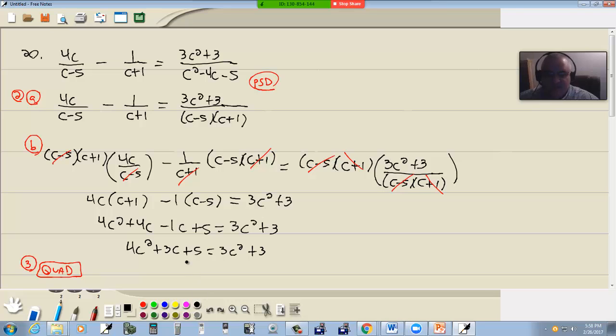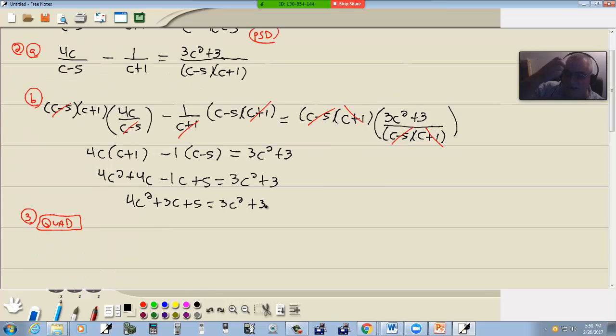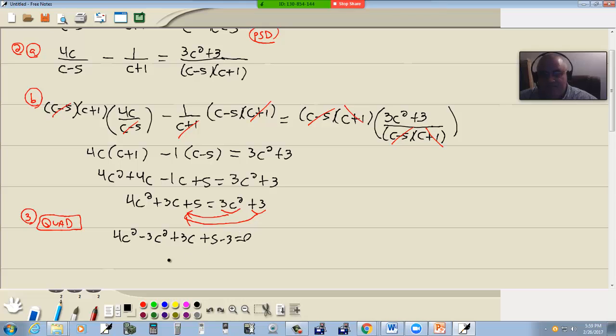Solve for x. This is a quadratic. The reason why I know it's a quadratic is it's got a c squared. When you have the second power, that means it's quadratic. Well, with quadratics, we want to get 0 on one side, everything else on the other side, and then hopefully factor it. So I'll take 3c squared over, and I'll take the 3 over. Remember, when you take anything across your equals, your sign changes. So I got 4c squared minus 3c squared plus 3c plus 5 minus 3 equal to 0. 4c squared minus 3c squared is c squared, plus 3c, 5 minus 3 is 2, equals 0.